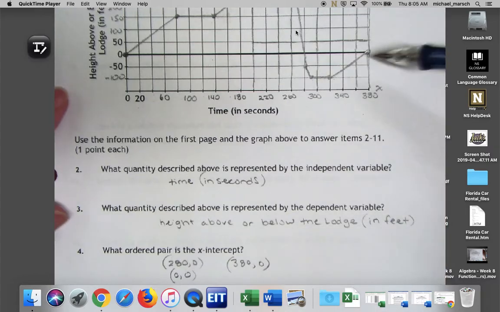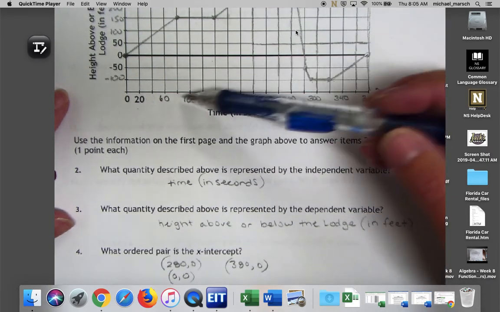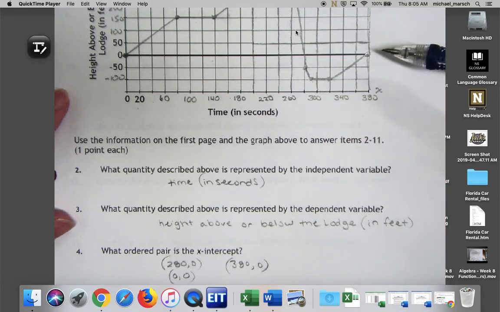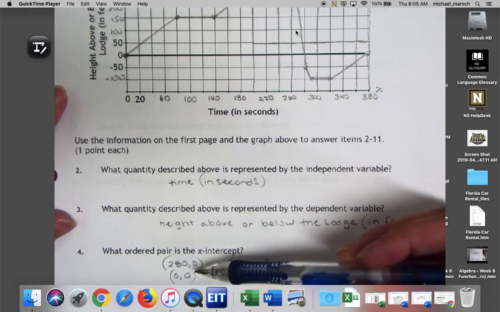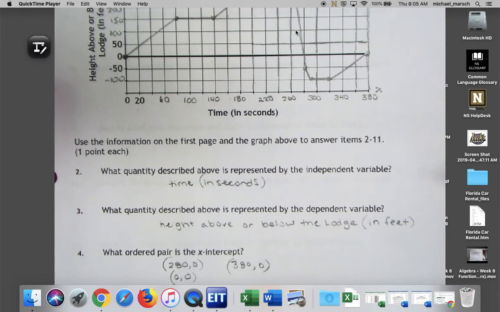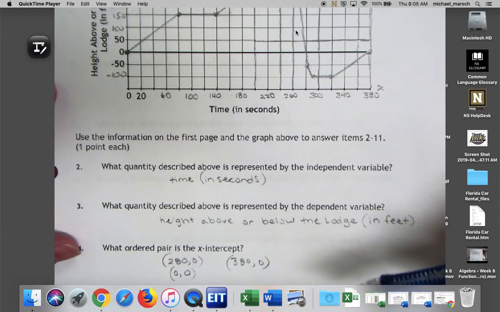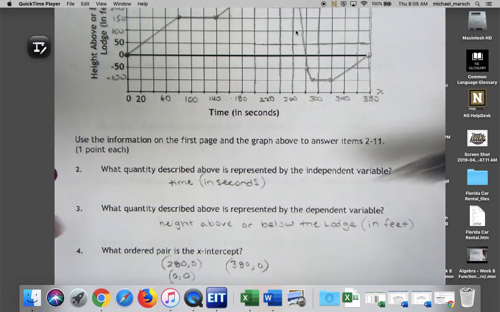What ordered pair is the x-intercept? So this one, there's a few x-intercepts, right? Because the x-intercept happens to be the 0 here on the grid. So you could have chosen this one, or this one, or this one. I just chose 280, 0 right here, because that's where it looks like it passes for my line. So again, on the quiz, as long as it looks like something that goes through the x-axis, we're good.